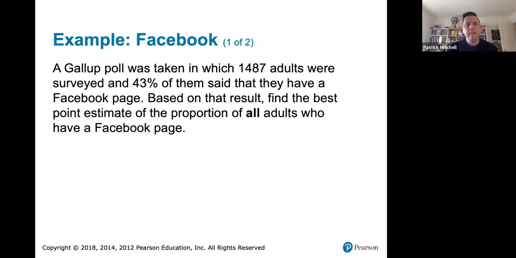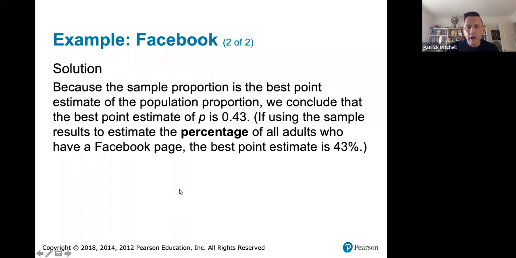All right, so here's an example. A Gallup poll was taken in which 1,487 adults were surveyed, and 43% of them said that they had a Facebook page. Based on that result, find the best point estimate of the proportion of all adults who have a Facebook page. Well, this is a pretty simple example. Your point estimate would just be your sample proportion. It would be 0.43. Okay, that is the best point estimate of p. Remember, p is the population parameter. This value would be called p hat because it's coming from the sample.